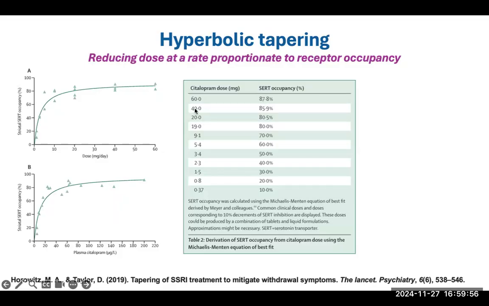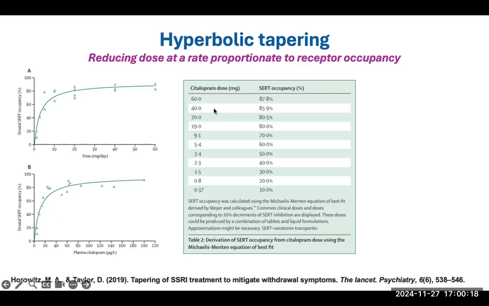No. So look at this. So they don't have 30 milligrams on here, but between 40 milligrams and 20 milligrams, you see, let's just say it's somewhere in between there, you'd see about 83% occupancy. So you go from 88% to 83%. We've only gone down by about 5% even though we've reduced the dose by 50%.